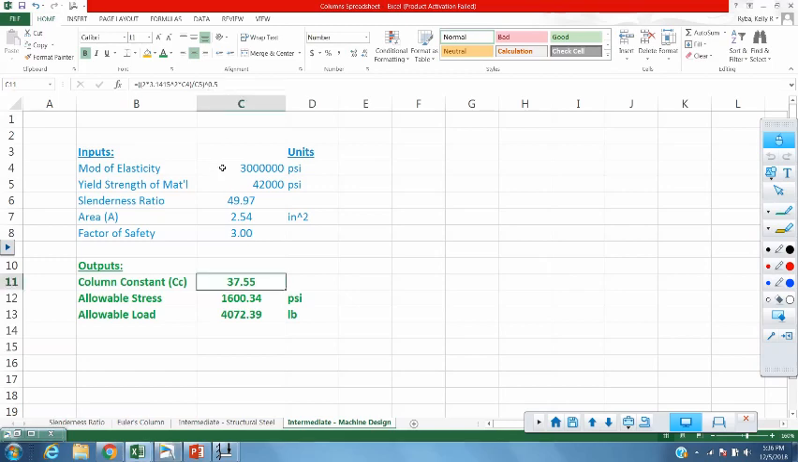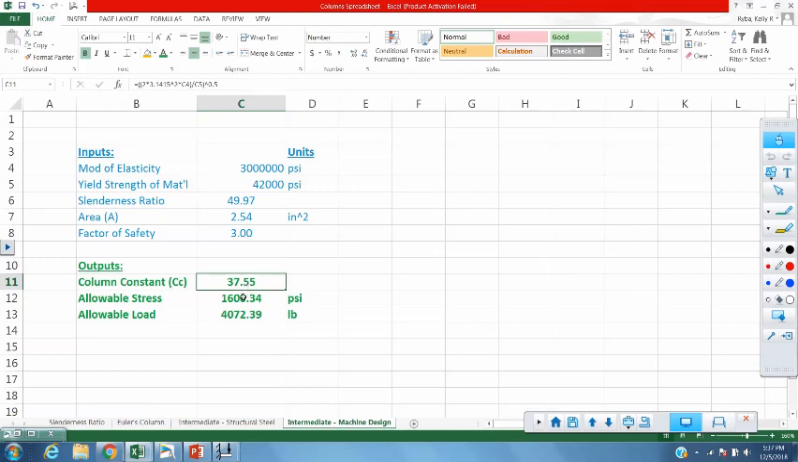The modulus of elasticity is my top value right here. So that's going to be a cell designation. My yield strength is going to be a cell designation, okay, for that column constant. So the C4, modulus of elasticity, and the C5, the yield strength of the material.